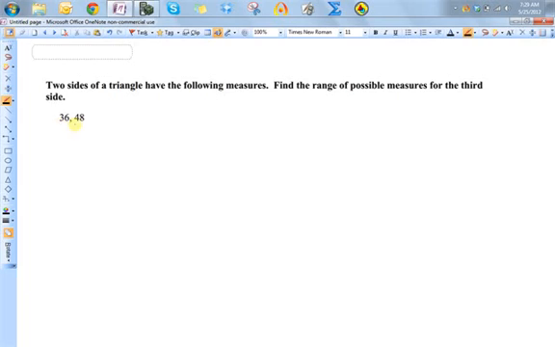So here I have two sides of a triangle, so I want to find the range of possible values for the third side. So what I'm going to have to do is use the triangle inequality that tells me if I sum any two sides, then that sum should be greater than the third side. So that means 36 plus 48 should be greater than the third side, which I'm going to represent by the variable x. Also, if I add either of these with the variable x, it should be greater than the other. So 36 plus x should be greater than 48, and 48 plus x should be greater than 36.